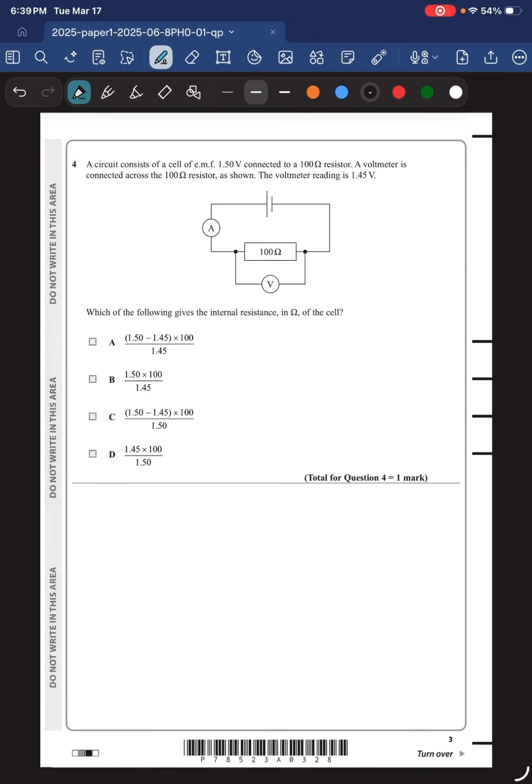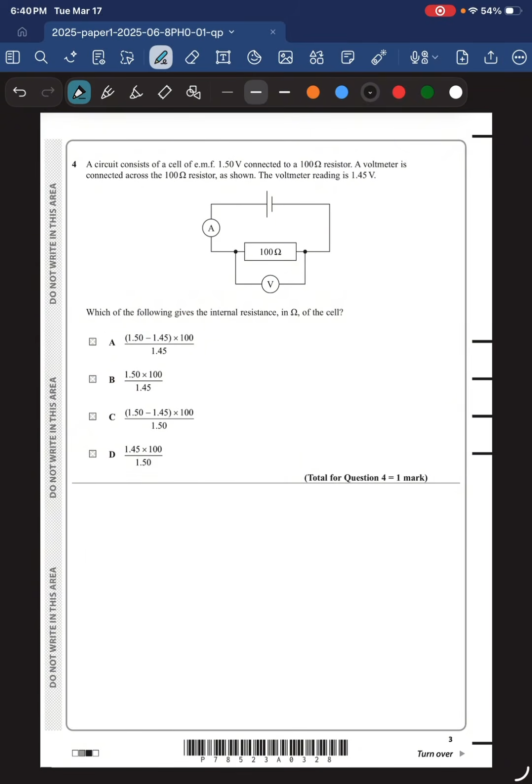Question 4. A circuit consists of a cell of EMF 1.5 volts connected to a 100 ohm resistor. A voltmeter is connected across the 100 ohm resistor as shown. The voltmeter reading is 1.45 volts. Which of the following gives the internal resistance in ohms of the cell?